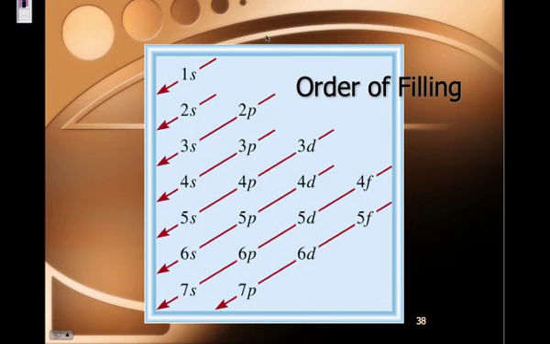So here's another way you can write it down and see how it orders. If you write all the s's down, then the p's and d's, if you go diagonally, I've filled 1s, then 2s, then 2p, then 3s, 3p, then 4s, 3d, 4p, 5s, 4d, 5p, 6s, 4f, 5d, 6p, 7s. And that's a pattern you can use to remember how to fill.